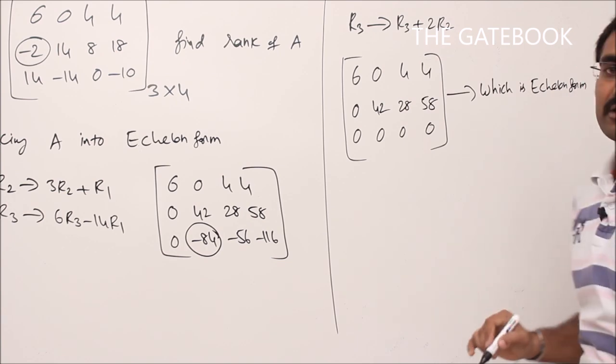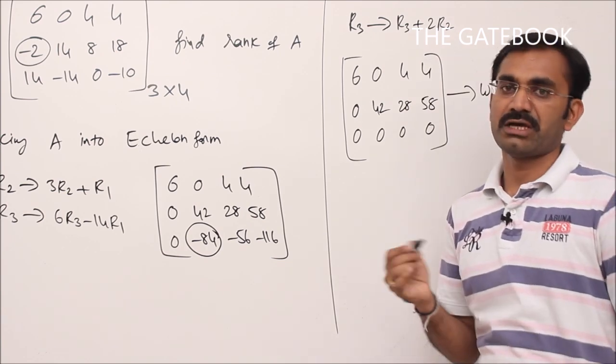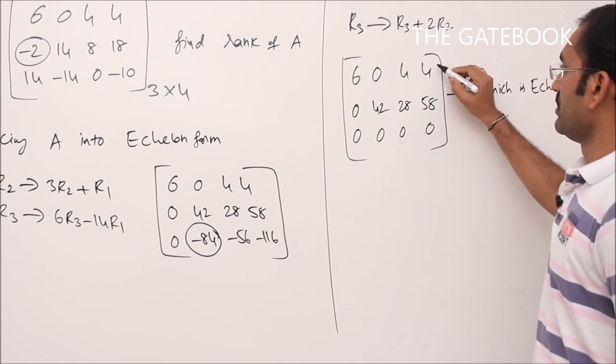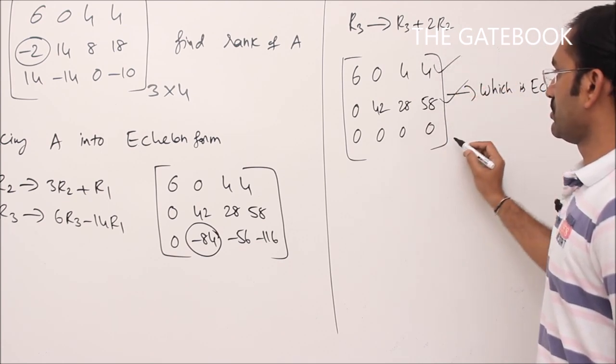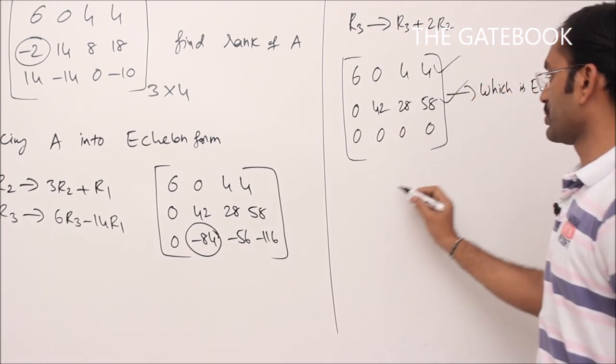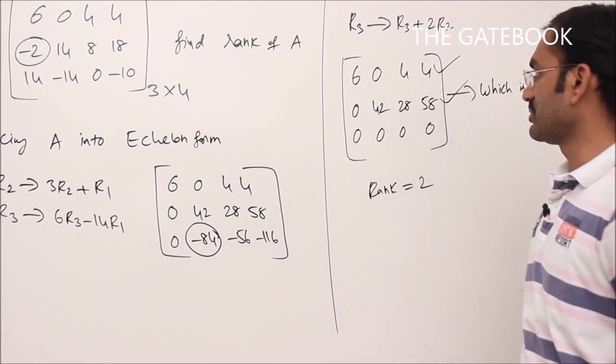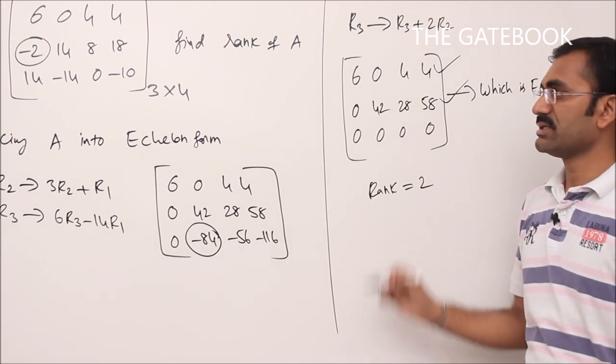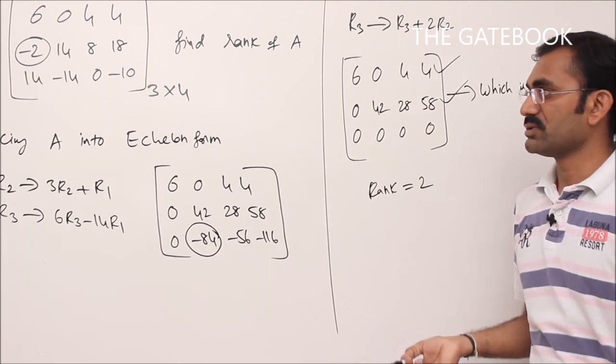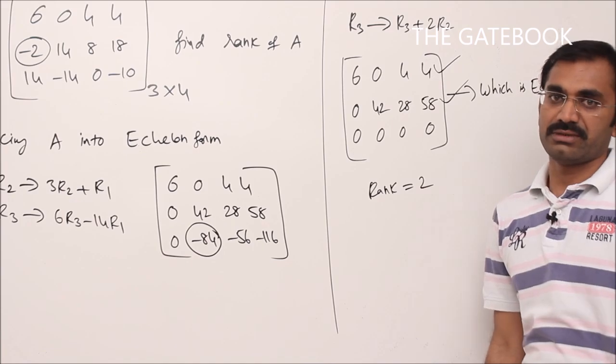So we know that rank in echelon form is given by the number of non-zero rows. Here the first row and second row are non-zero, whereas the third row is a completely zero row. So I can say that rank is equal to 2, because the number of non-zero rows is 2. So like this you can find the rank of a matrix using the echelon form method.